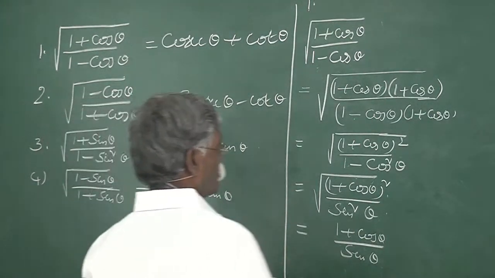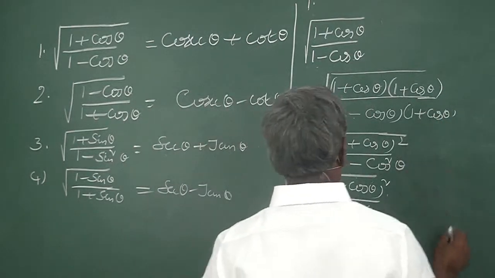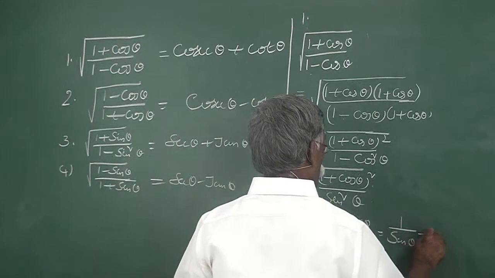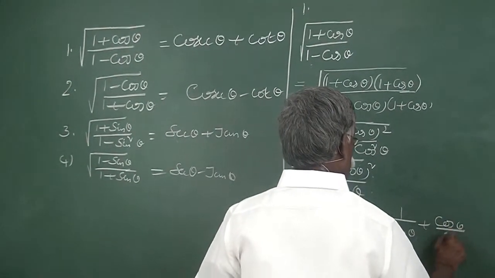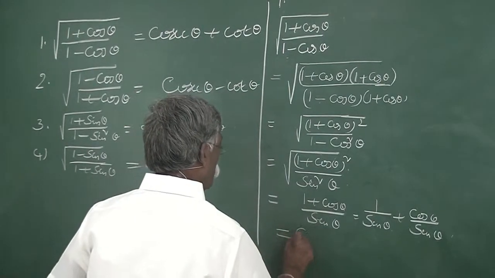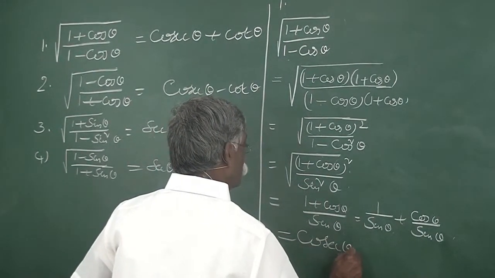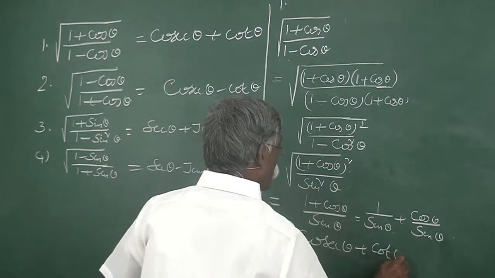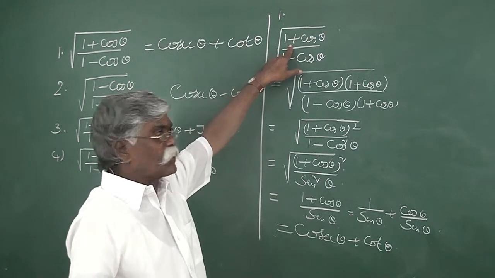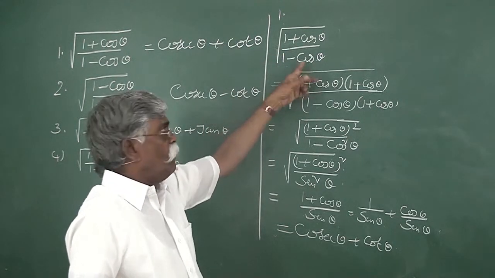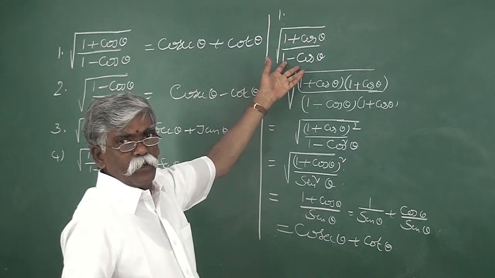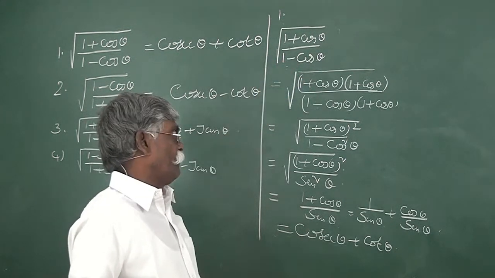Now if we split this into 2, it is 1 by sin theta plus cos theta by sin theta. 1 by sin theta is nothing but cosecant theta, and the second one is cot theta. So the given problem is root of (1 plus cos) by (1 minus cos). When the denominator is in the form a minus b, we multiply both numerator and denominator by a plus b.